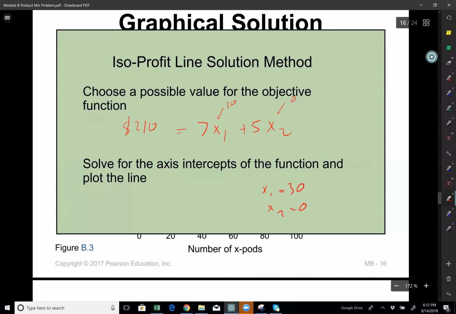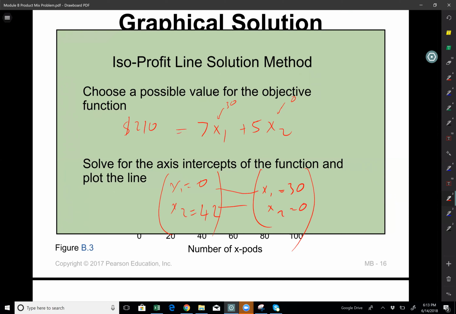Or what I could do is put x2 equal to 42 units produced, and x1 equal to 0. That would also give me 42 times 5, which is 210. And any solution in between these two, right? Any solution between these two would give me the same profit, which is 210.